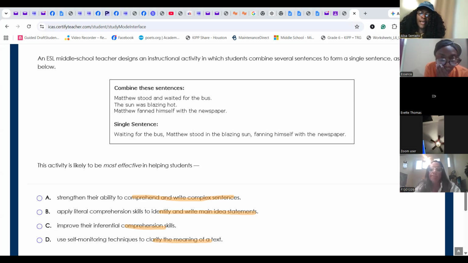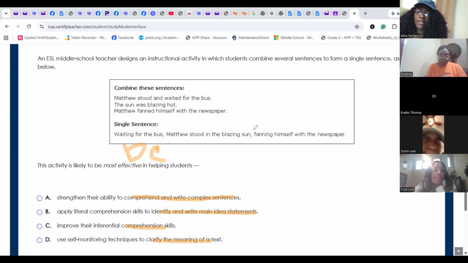All right, if you said A, you are absolutely correct, right? So taking all of these small sentences and making them into longer, more descriptive sentences, waiting for the buzz. That would be a dependent clause because it cannot stand on its own. So that would be a dependent clause. Matthew stood in the blazing sun, comma, fanning himself with the newspaper, okay? That would be our independent clause. And so this would be a complex sentence. So if you said A is an apple, you're absolutely correct.